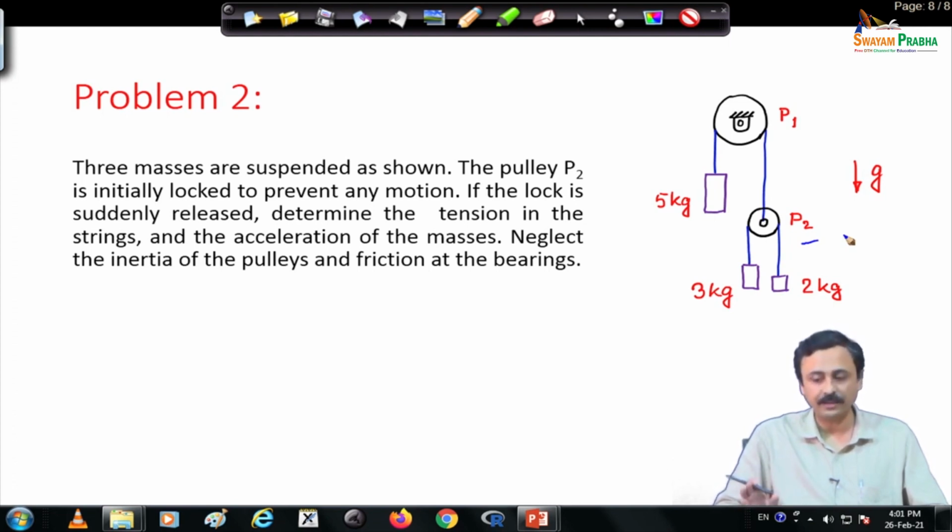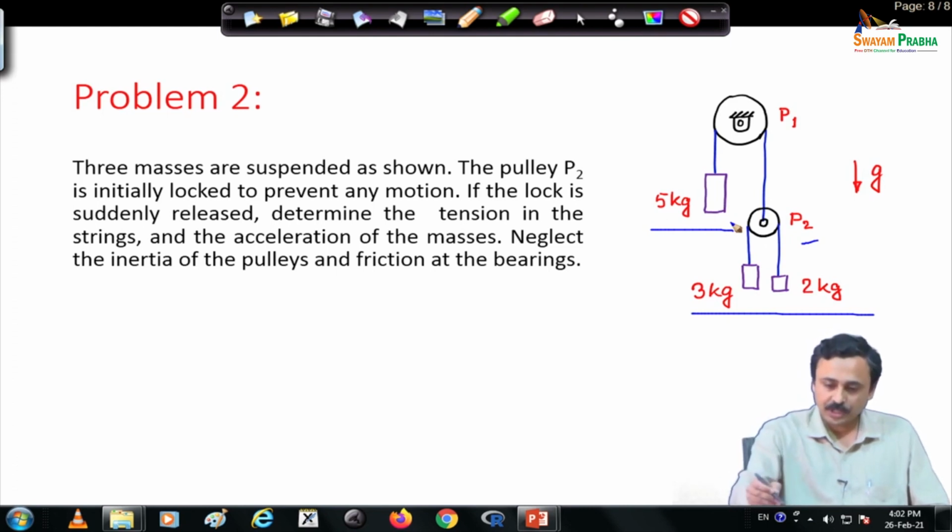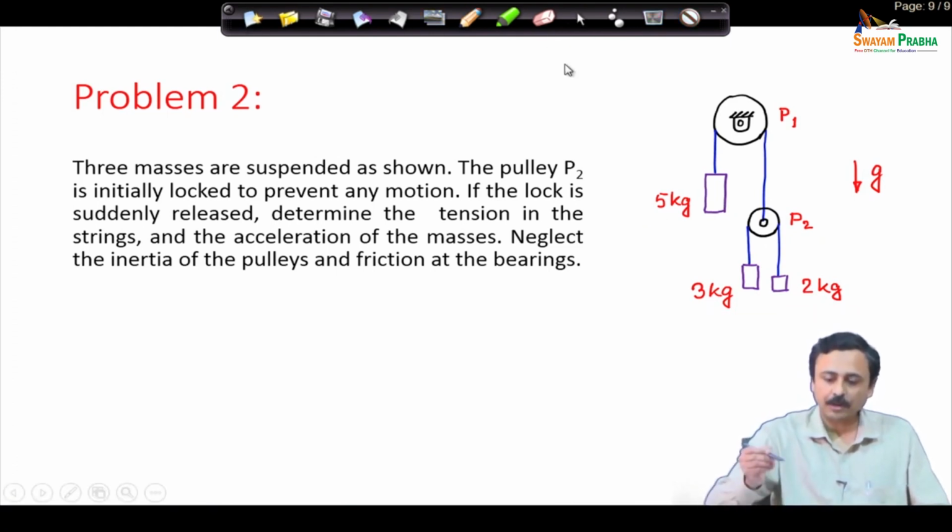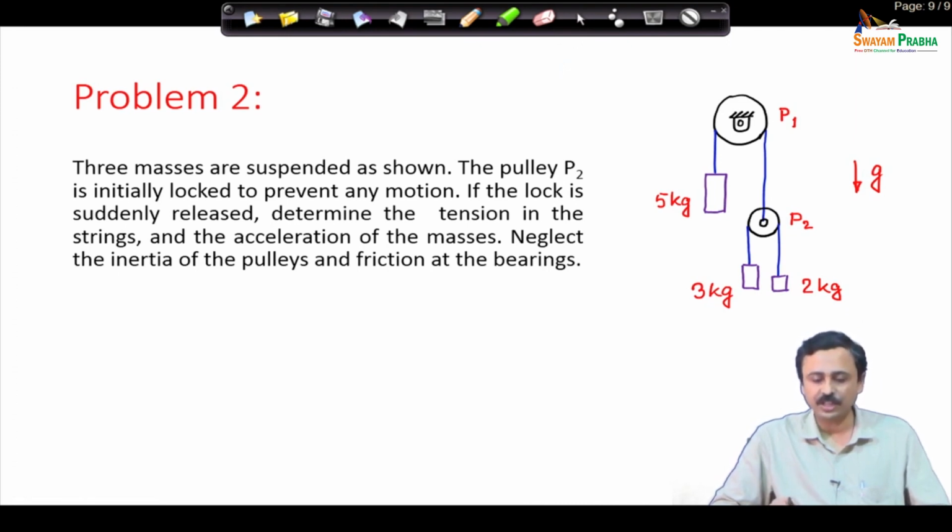But suppose P2 is locked and the string is not slipping on P2, then I can lock this configuration in static equilibrium. You can check that it will be in static equilibrium if P2 is locked, because here you have total mass as 5 kg. So, total weight will be 5 times g, here you have 5 kg, total weight 5 times g, therefore, this will be in static equilibrium. Now, the question is, if I suddenly open that lock, if it is suddenly released, determine the tension in the strings and the acceleration of the masses. Neglect the inertia of the pulleys and friction at the bearings. Therefore, the pulleys are massless and bearings are frictionless.